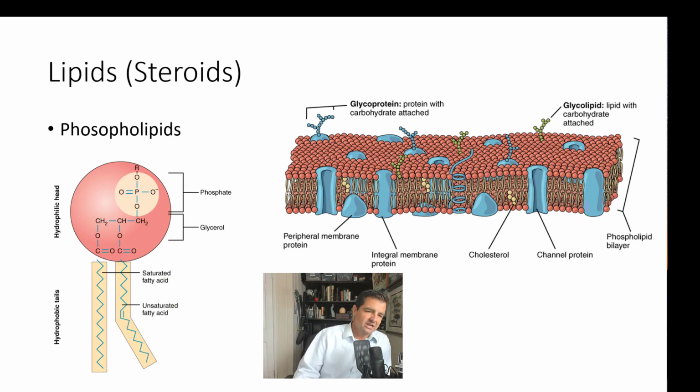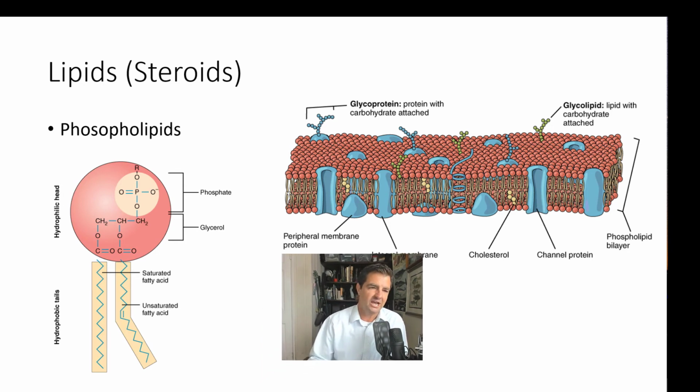So that's what it looks like: the phosphate head, and then what we call the tails, which quite often are the lipid part of the molecule. Okay.